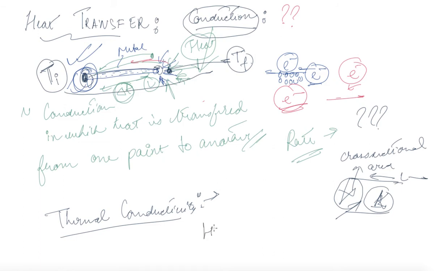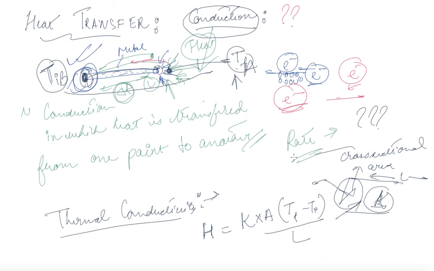The heat flow H is equal to K, which is the constant of proportionality of thermal conductivity, into the area of cross section. That is, the bigger the area of cross section, the more heat will be transferred, into the difference in temperature, that is T final minus T initial, or you can say TA minus TB, depending. So the difference in temperature where the heat is being supplied, divided by the length.